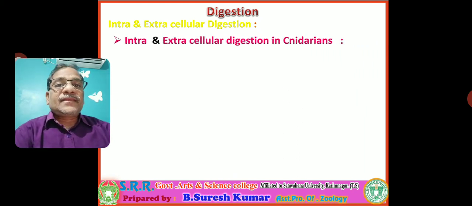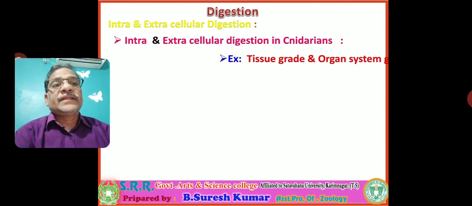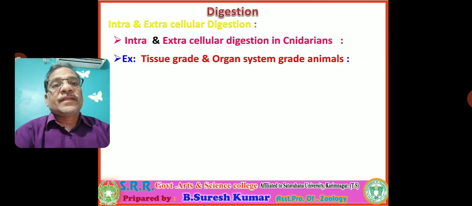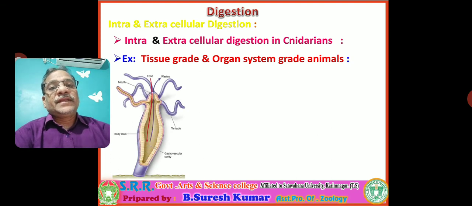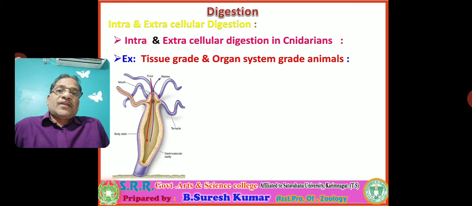So first, after the cell grade individuals, the first grade individuals are tissue grade individuals. Cnidarians come under tissue grade individuals. In tissue grade individuals, if we observe, they perform both dual modes of digestion, intracellular and extracellular digestion. This is a significant character of Cnidarians. Remember, it is asked in entrance examinations also. In protozoans and Porifera individuals, exclusively intracellular digestion is present. But in tissue grade individuals, Cnidarians, they show both intracellular as well as extracellular digestion.